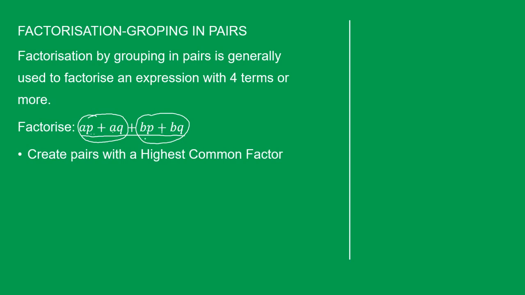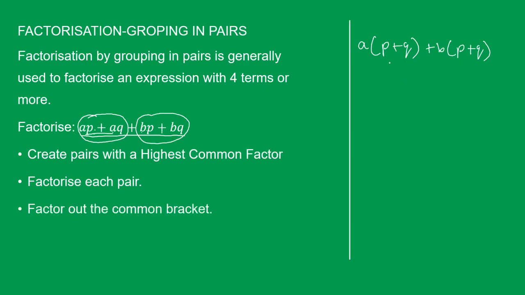Right, so then what do we do? We factorize each pair. We factorize the first pair, which is A, and then P plus Q. We've factored out A from the first two, and then from the last two, we factor out B, and then P plus Q. And we have created a common bracket here, which is P plus Q. And then we factor it out.